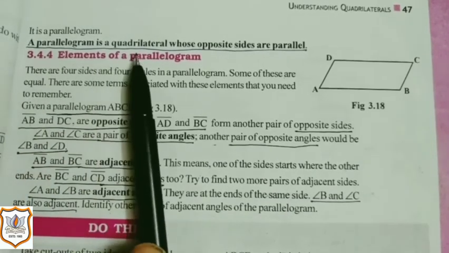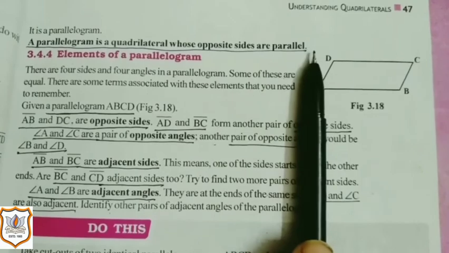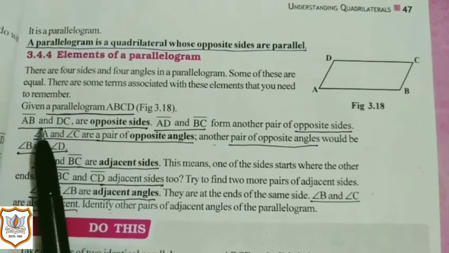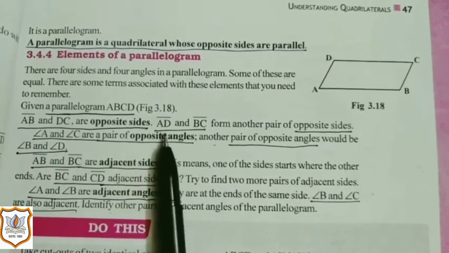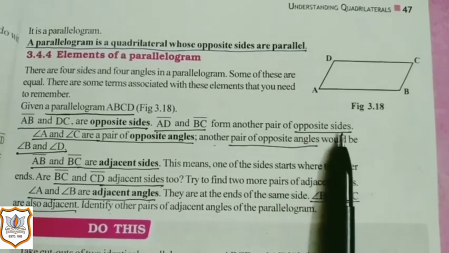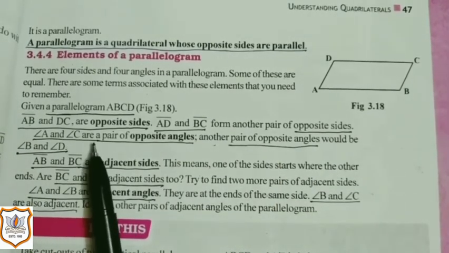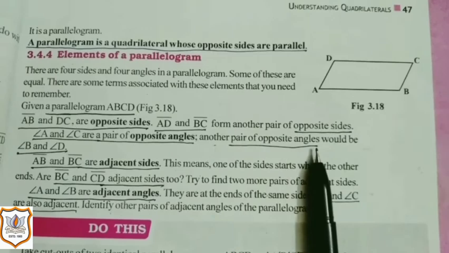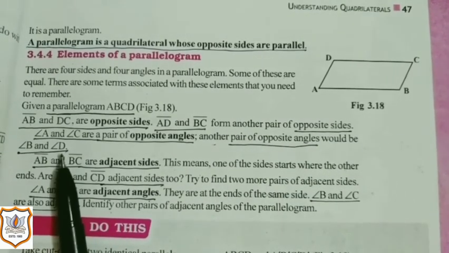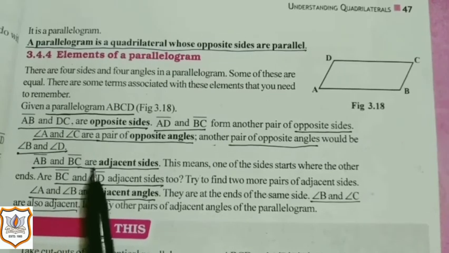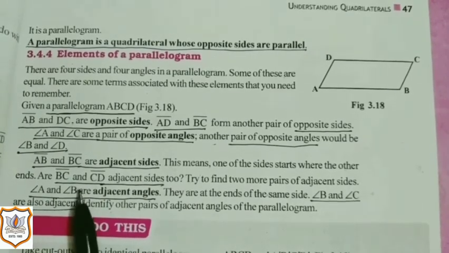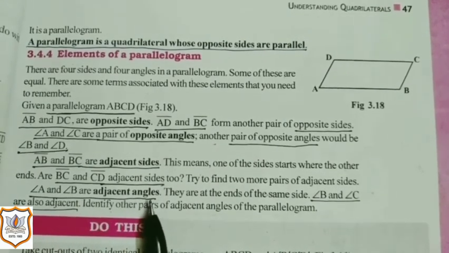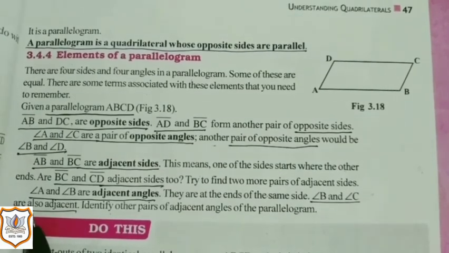Open your textbook at page number 47 and underline these lines which I have done already. A parallelogram is a quadrilateral whose opposite sides are parallel. Next, in parallelogram ABCD, AB and DC are opposite sides. AD and BC are opposite sides. Angle A and angle C are a pair of opposite angles, and angle B and angle D are a pair of opposite angles. Underline. AB and BC are adjacent sides. BC and CD are adjacent sides. Angle A and angle B are adjacent angles. Angle B and angle C are also adjacent.